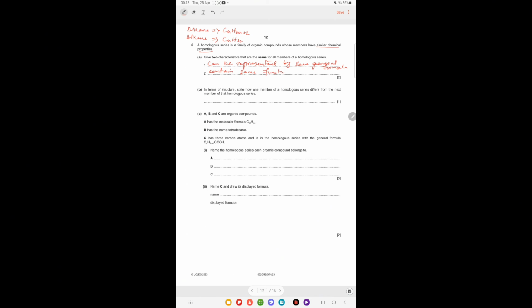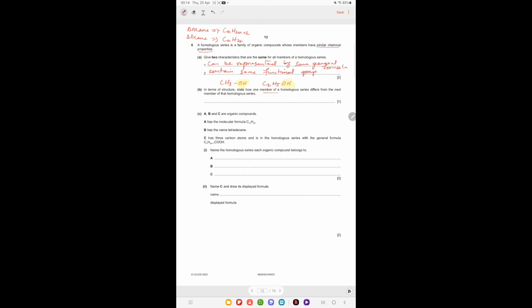Same functional group. For example, the first member of alcohol is methanol. The second member of alcohol is ethanol. Both of them have the same functional group, that is OH. Let's move to part B.